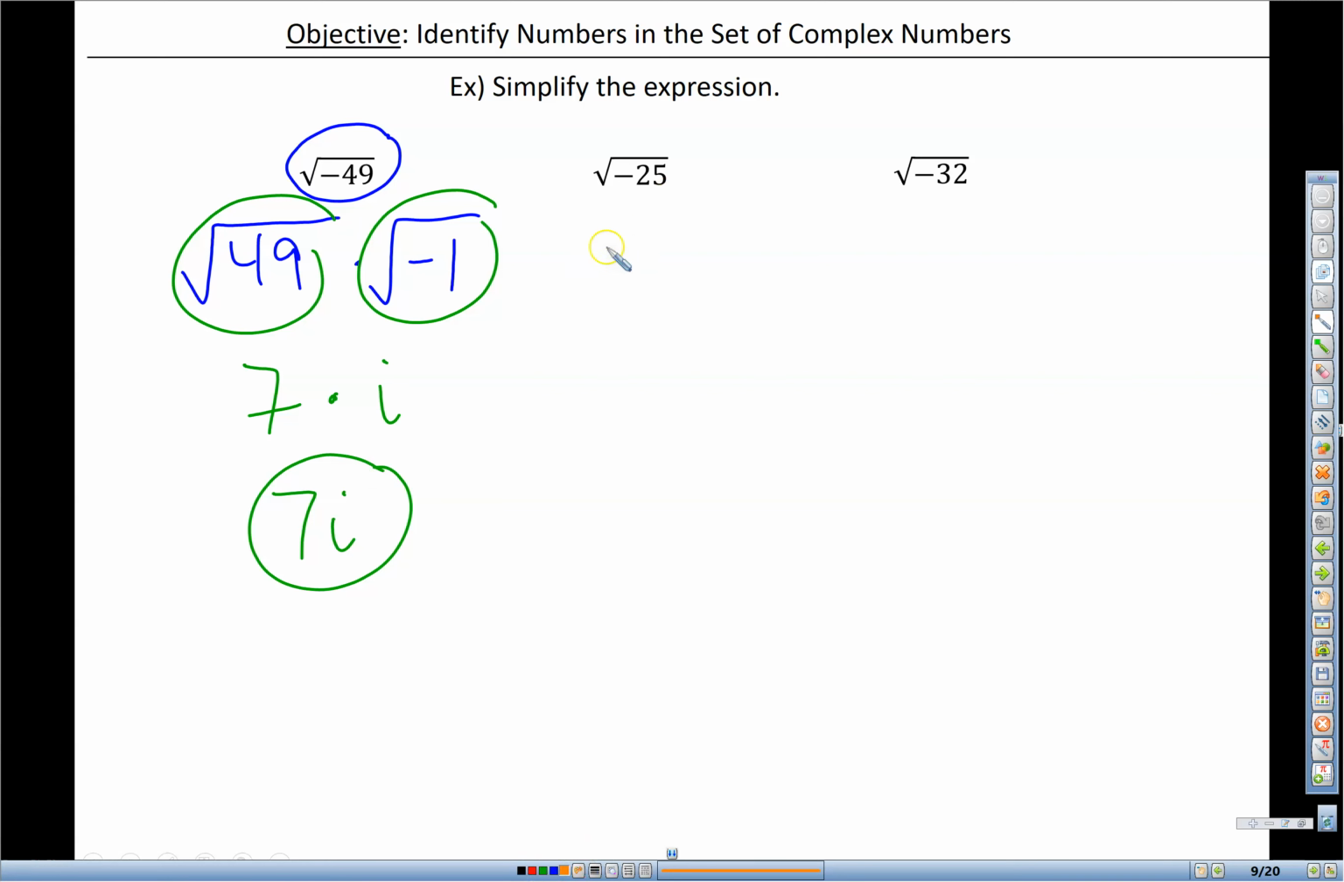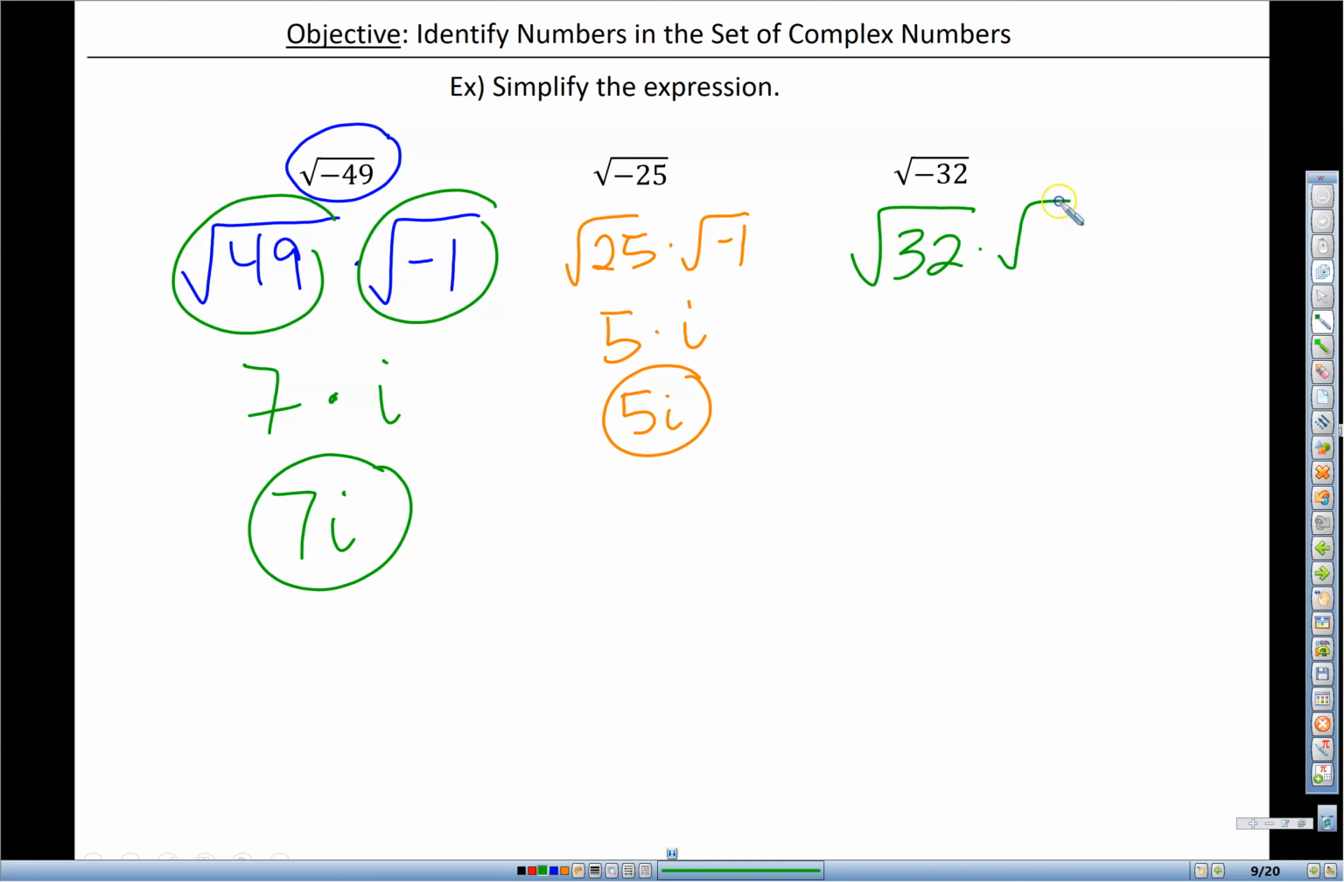Similarly here with the square root of negative 25, we'd look at this as the square root of 25 times the square root of negative 1. Square root of 25 is 5. Square root of negative 1 is i, which gives us an answer of 5i. The third one here is a little bit different. We have the square root of negative 32. So we would still look at it as the square root of 32 times the square root of negative 1, but 32 is not a perfect square.